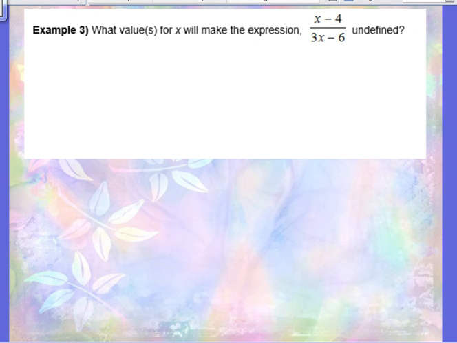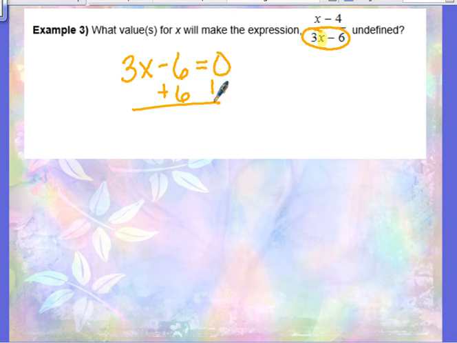Example 3. What value or values for x will make this expression undefined? So remember, we just focus on the denominator. We really don't even care what's in the numerator at all. So what number, when we plug it in for x, will make that expression equal to 0? You might just think of it mentally, but if not, you can set the denominator equal to 0 and see what you will get for x.